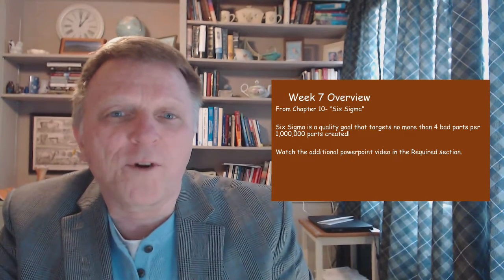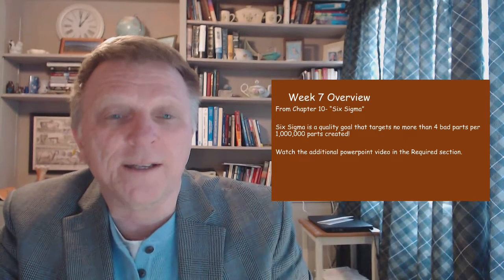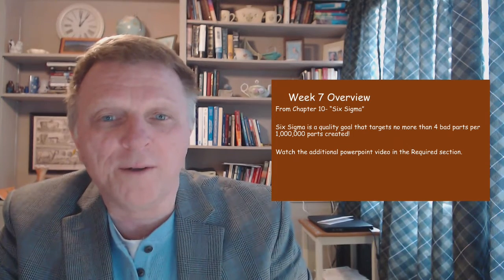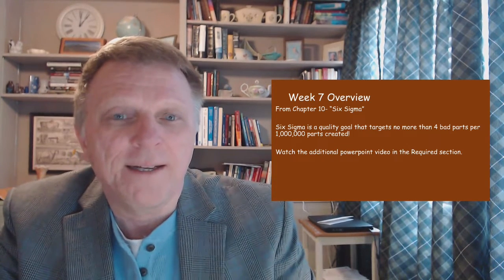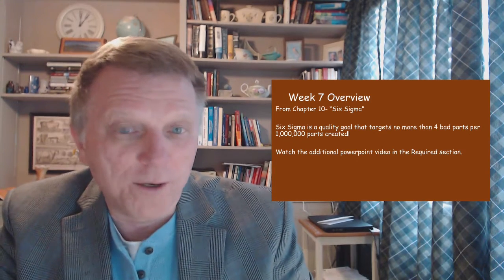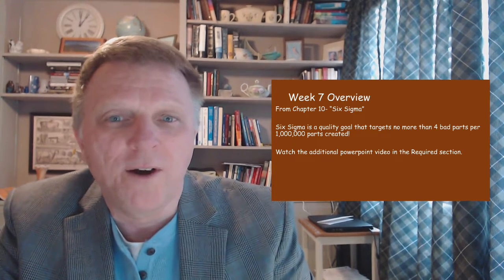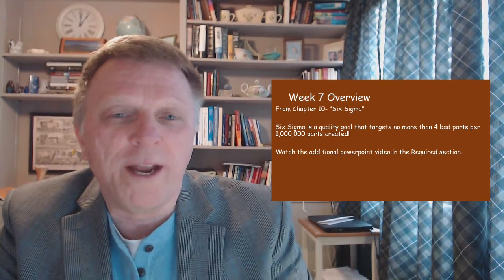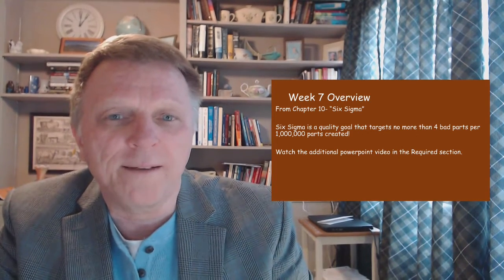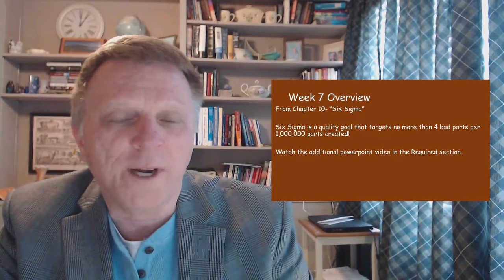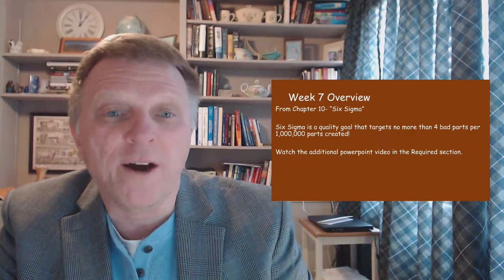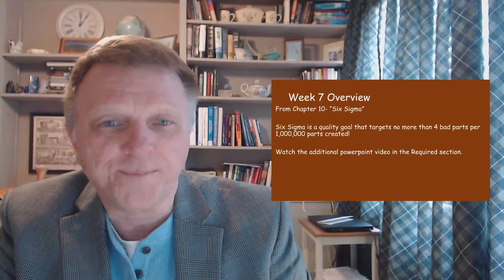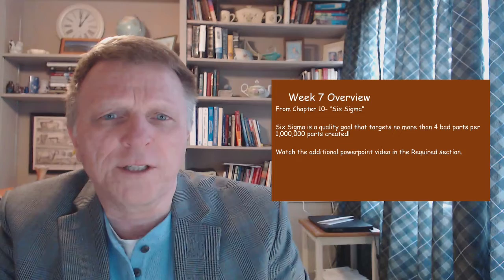At this point, it's important for you to know that Six Sigma is a quality goal that targets no more than 4 bad parts per 1 million parts or pieces made. Right? So out of 1 million Ford trucks produced, only 4 could have any defects. Out of 1 million Boeing airline jets made, only 4 could have bad parts, right? Nearly unimaginable. Again, though, it's a goal that you aim for. Watch the PowerPoint video to give you a little more in-depth explanation of that.